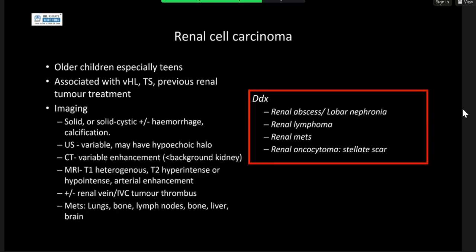I think of renal lymphoma, but these tend to be quite bilateral, as do renal mets. You're looking for any other sites of disease to find the primary. Renal oncocytoma, they often say you get a stellate scar, and it doesn't really look like that. Then you think, is this a hematoma? But the characteristics of enhancement don't quite fit. And finally, renal abscess, but often this is a huge abscess and the patient will be a lot more unwell. Lobar nephronia, often you still keep the contour of the kidney, so it doesn't quite look like that.